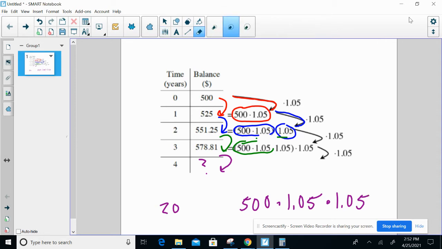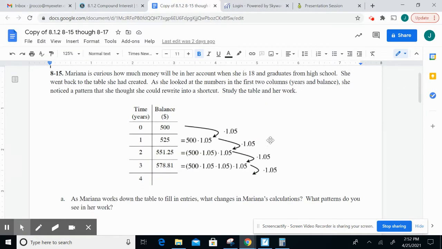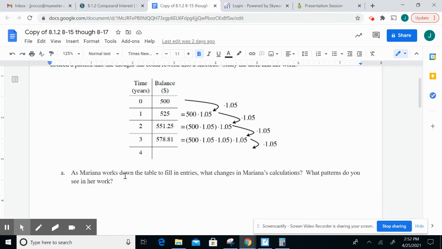All right. So let's go back to the sheet here. So it says, as Mariana works down the table to fill in entries, what changes in her calculations? What patterns do you see? Every time you bump up a year, you're multiplying times another 1.05. You're constantly taking 5% of what came before it. Okay.